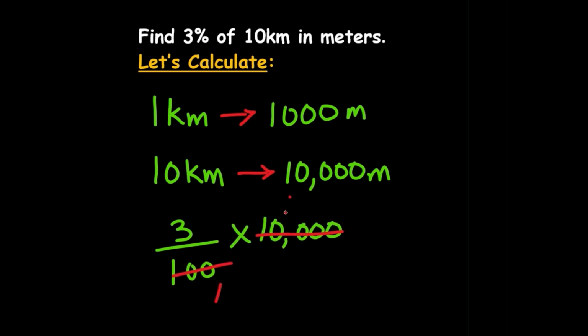10,000 divided by 100 gives 100. 3 times 100 is equal to 300 meters. Easy, right? Now you know 3% of 10 kilometers is 300 meters.